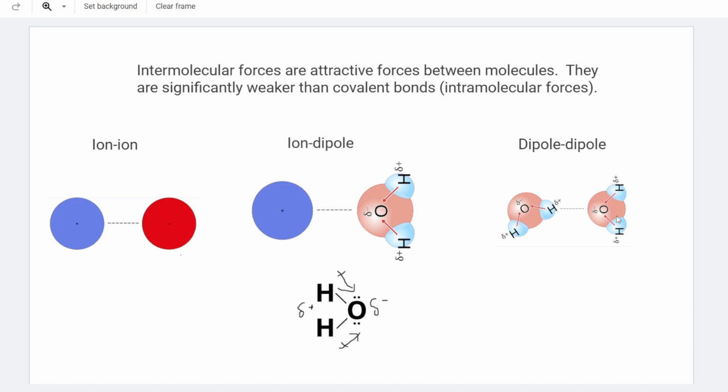Now, there is a special type of dipole-dipole, and it's called hydrogen bonding. This is when hydrogen intermolecularly bonds with the 3 following elements: nitrogen, oxygen, and fluorine. Essentially, if you see H-bond, or hydrogen bonding to one of these 3 elements, then that is hydrogen bonding. Hydrogen bonding is stronger than dipole-dipole.